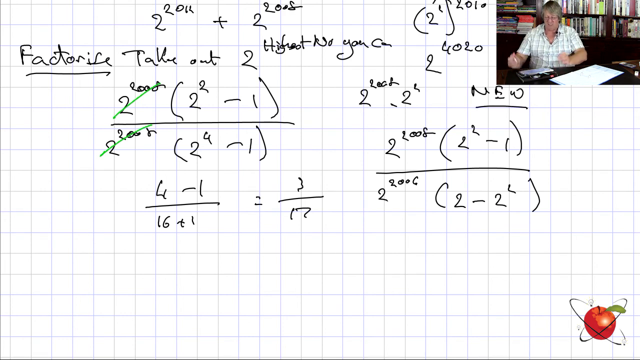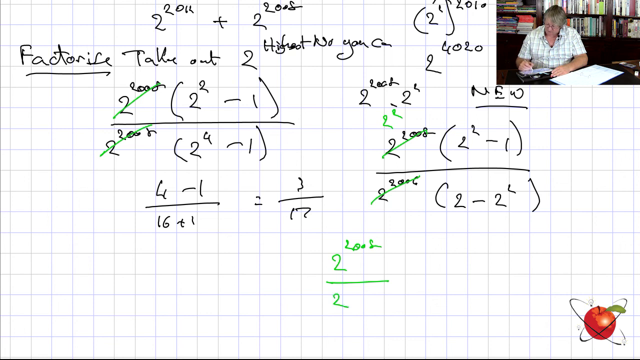Okay? I'm just messing around. What do I do? I can cancel out. Take out my pen. There we go. That leaves me with 2 to the power of 2, because 2 to the power of 2008 all over 2 to the power of 2006 is 2 to the power of 2008 minus 2006, because I'm going to subtract it. Gives me 2 to the power of 2.